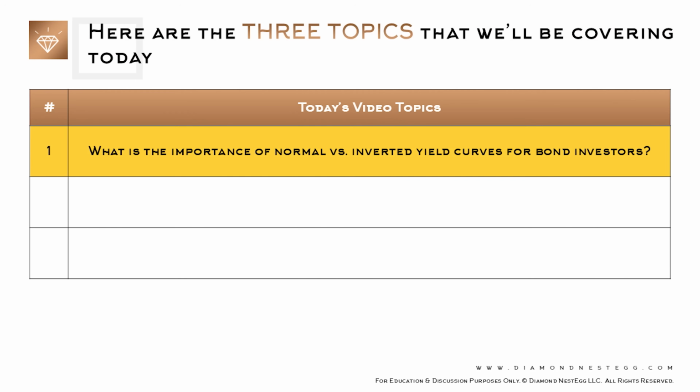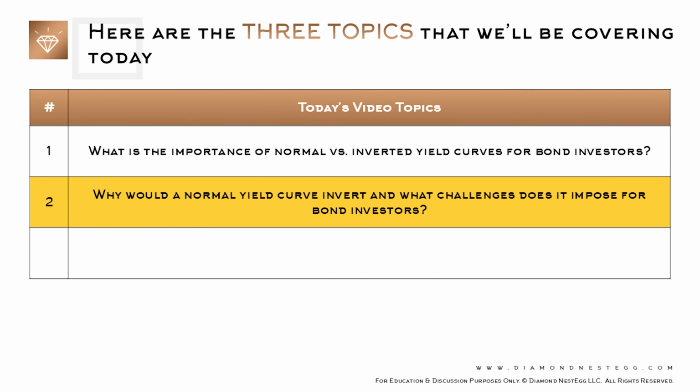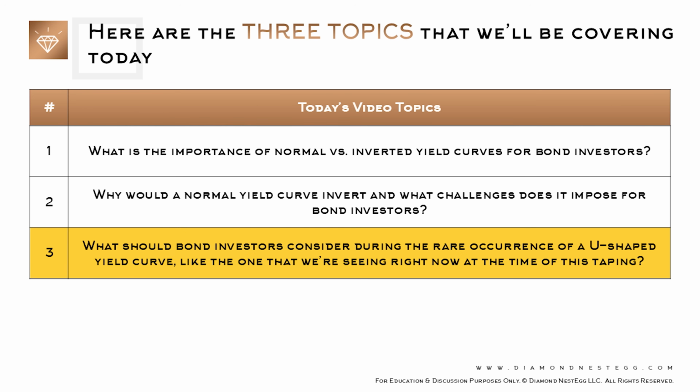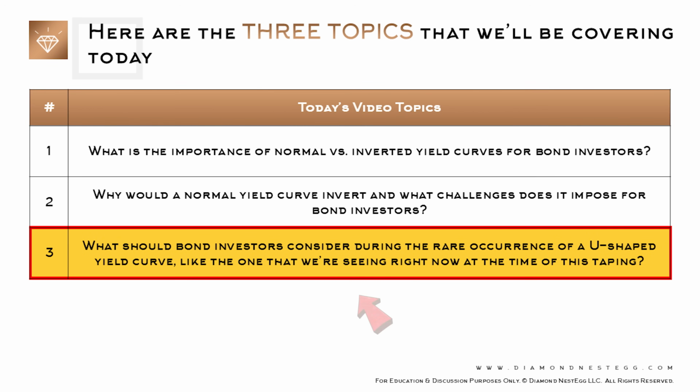1. What is the importance of normal versus inverted yield curves for bond investors? 2. Why would a normal yield curve invert, and what challenges does it impose for bond investors? And 3. What should bond investors consider during the rare occurrence of a U-shaped yield curve, like the one we're seeing right now at the time of this taping? And in this section, we will focus specifically on those of you in our community interested in the popular 2, 5, and 7-year maturities. Let's dive in now, folks.